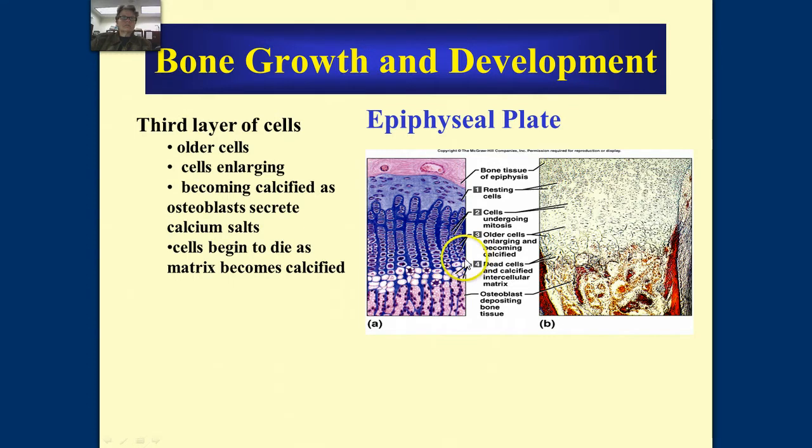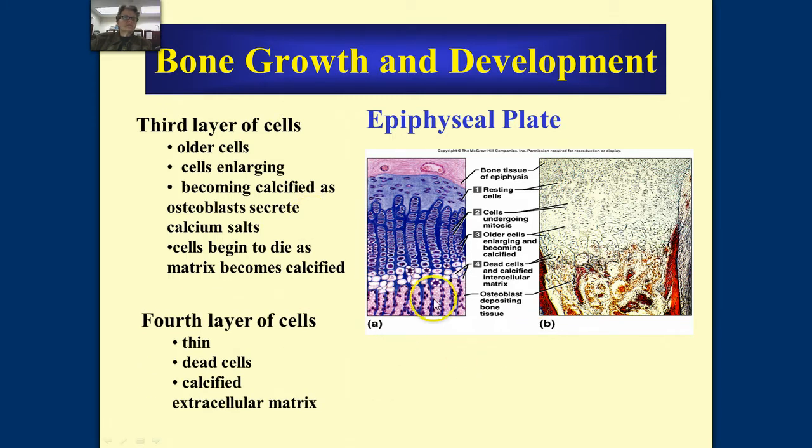They're enlarging and becoming calcified, and as they become calcified, the osteoblasts secrete the calcium phosphate that calcifies around these cells, and the cells begin to die as they become calcified. Now, not all the cells will die. Some of them will convert from osteoblasts to osteocytes as they are enveloped in the non-living matrix and in the lacuna.